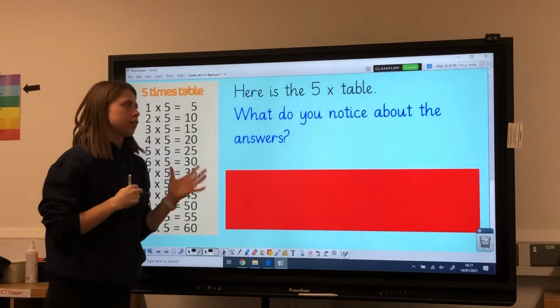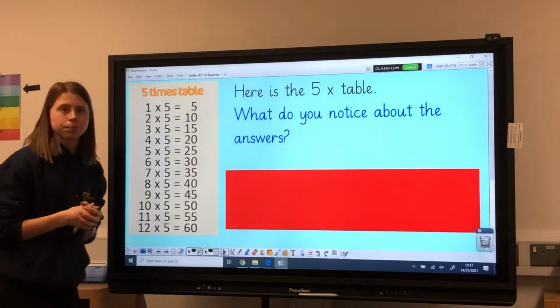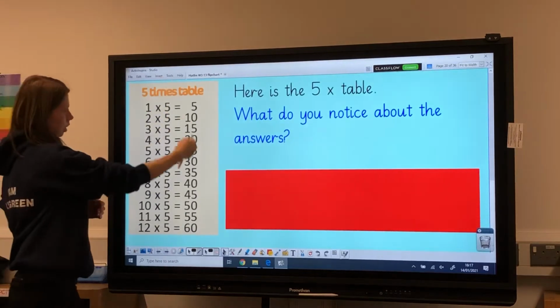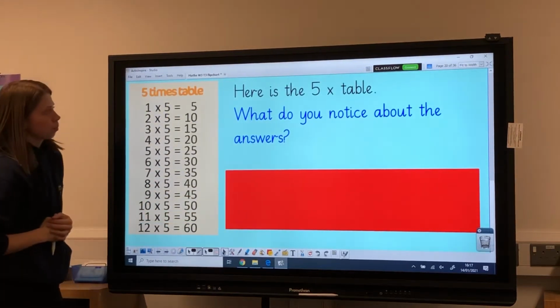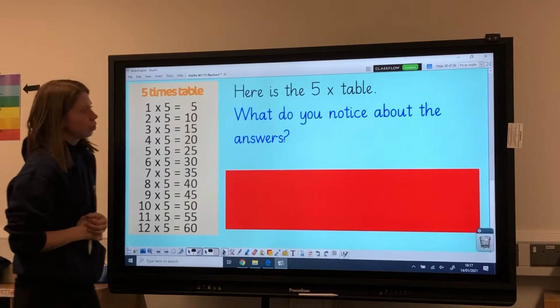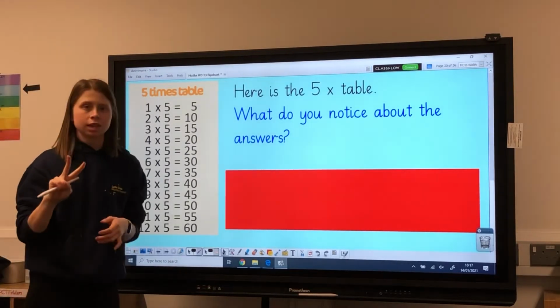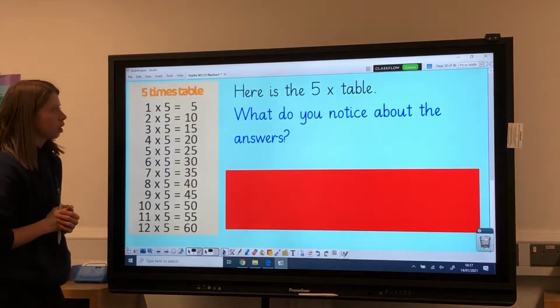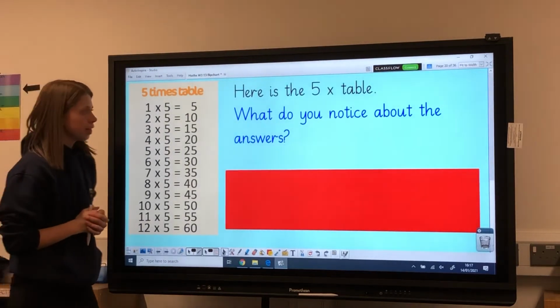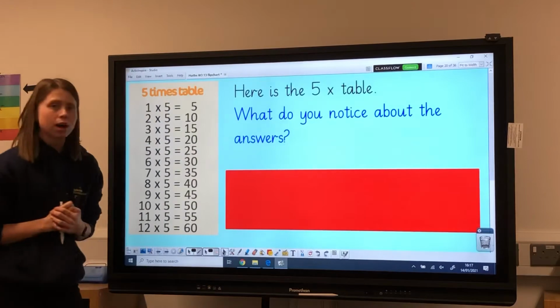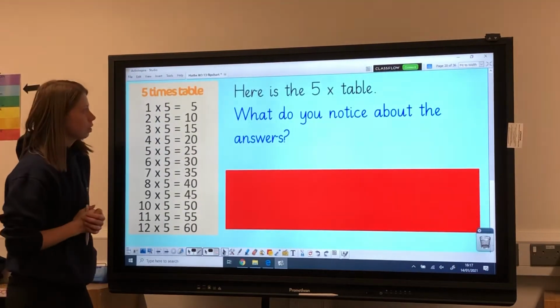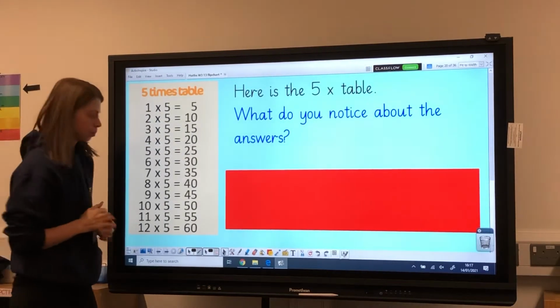Okay, so this is going to be like the 2 times table lesson. We've got our 5 times table all the way down the side here. Now, what do you notice about the answers? I noticed 2 things again about the answers in the 5 times table. You can pause the video there and tell your adult or write your answers down and see if you get the same as me.